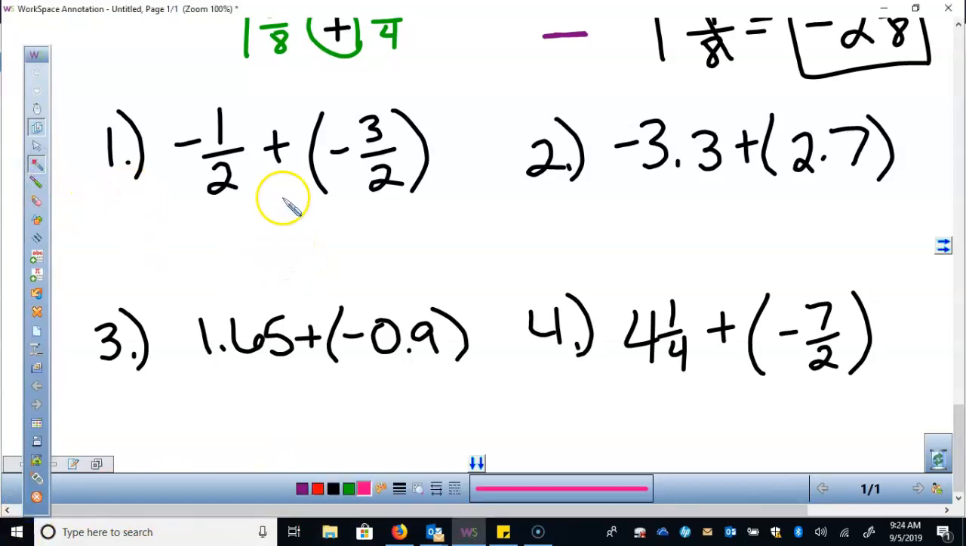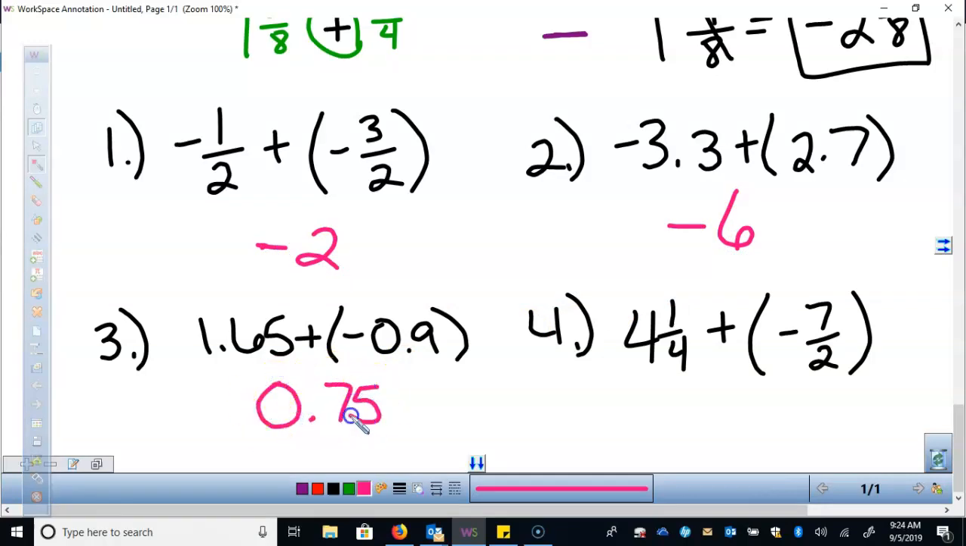Now that you've given them a try, let's get started on the answers. Number 1 was -2. Number 2 is -6. And something happened with 3 and 4. Turns out that they're both equal to 75 hundredths. So that was kind of cool. Okay. If you missed one of these, make sure you try them again. See if you can find your mistakes. If you are not understanding where you went wrong, come see me.